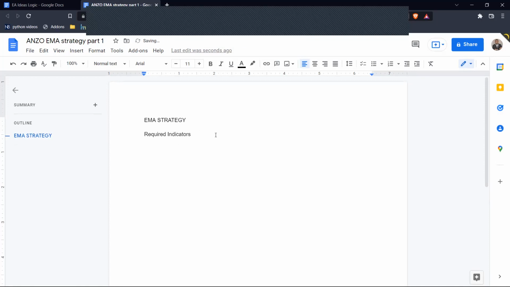Okay, now what do we need? Well, we need 2 indicators, right? The first one will be the exponential moving average. The period will be 5. And then the second one would also be the EMA with a period of, what did we call it? I think it was 12 this time. So those are the 2 indicators that we need for this system.